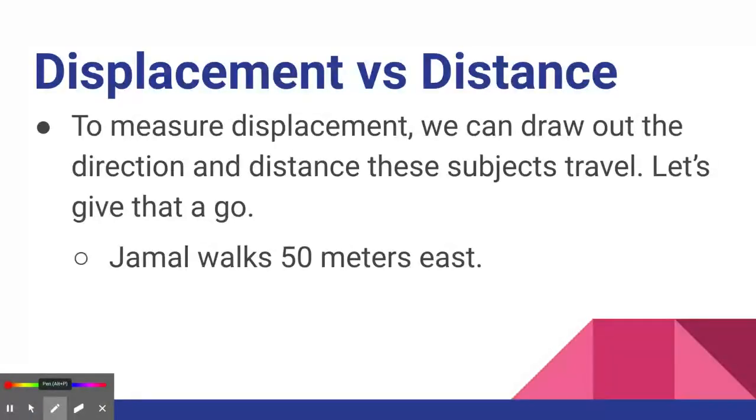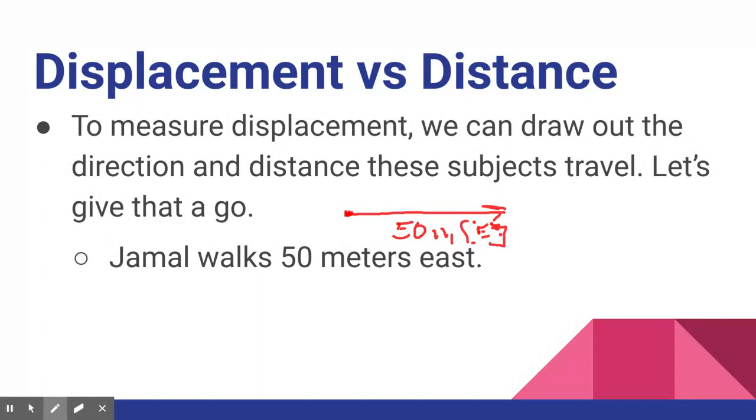So Jamal walks 50 meters east. Jamal started here and he walked this way, 50 meters east. Okay, that's what happened here.